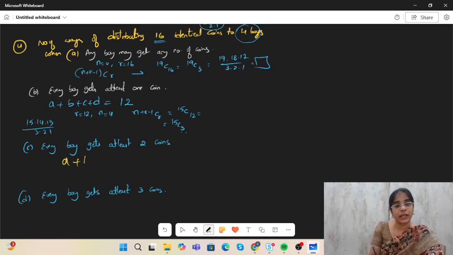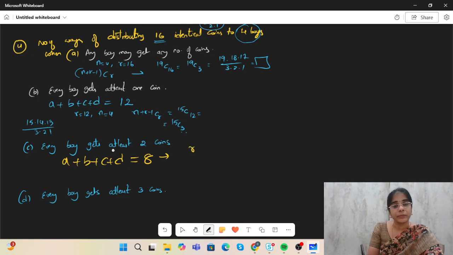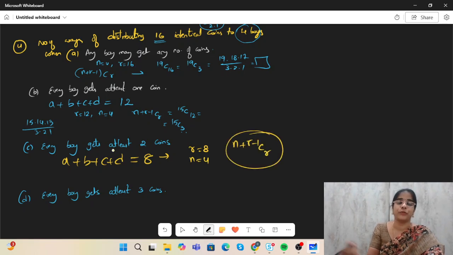Now, among A plus B plus C plus D, I have to distribute how many coins? 8 coins, because altogether 16, out of which I have already given 8 coins away, right? So 16 minus 8, 8 is my count now. Now what is my R? R is 8, N is 4. Now apply the N plus R minus 1 C R formula, you'll get your answer. That is 8 plus 4, 12, 12 minus 1, that is 11 C R, that is 8, or it is the same as writing 11 C 3, right?